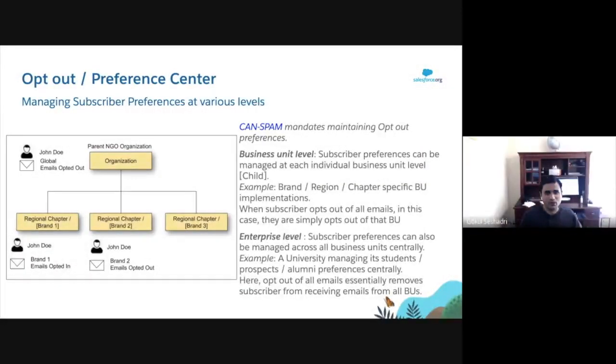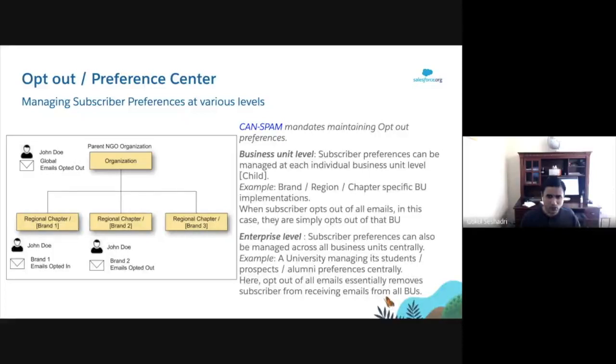The next would be around opt-out and preference center. Remember that when you send commercial emails, the CAN-SPAM laws mandate that there is an option for the subscriber to opt out of that particular commercial email or to stop receiving any kind of emails from the organization that's sending those emails. So it's a requirement. Now the question is, when you have this kind of hierarchical business unit based Marketing Cloud implementation, how do you approach this opt-out or preference center?